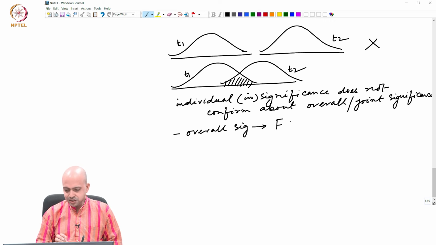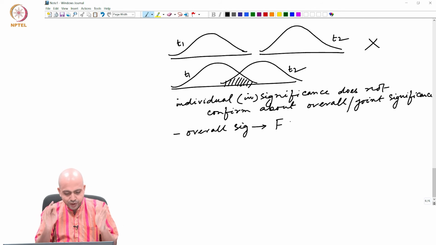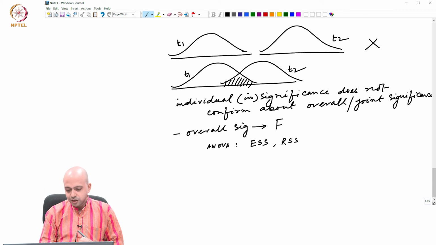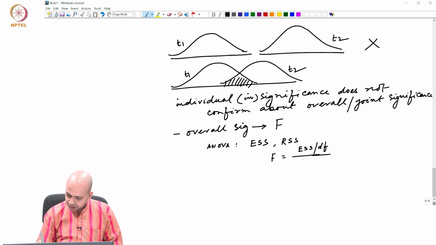And how is this F statistic defined? If you estimate the model, from our ANOVA table we get ESS and we get RSS. If we take the ratio of ESS and RSS adjusted by their degrees of freedom, then F equals ESS by its degrees of freedom, divided by RSS by its degrees of freedom.